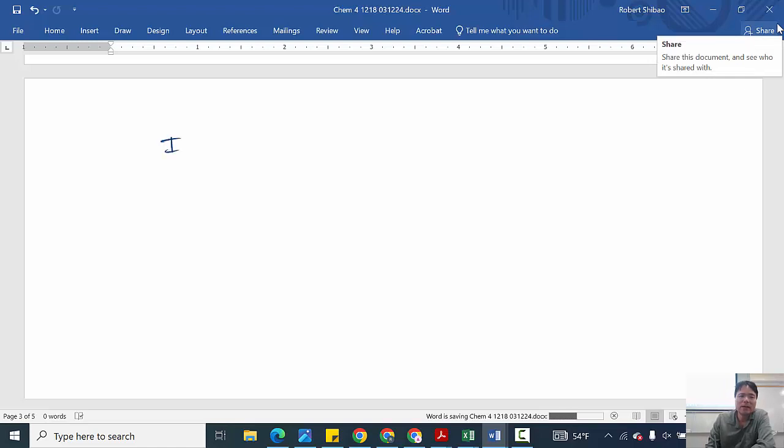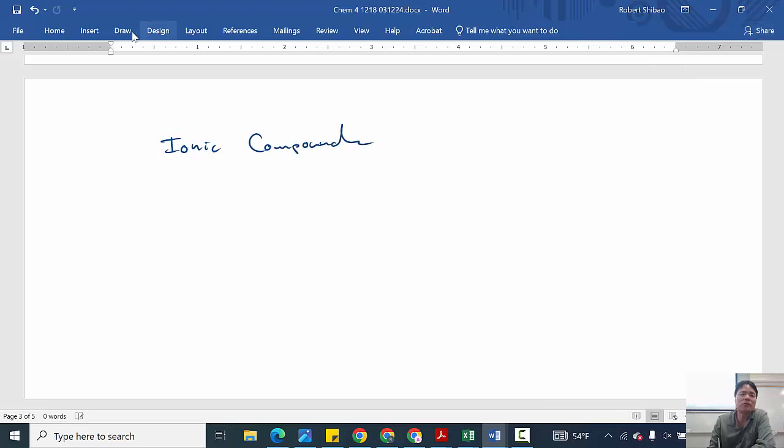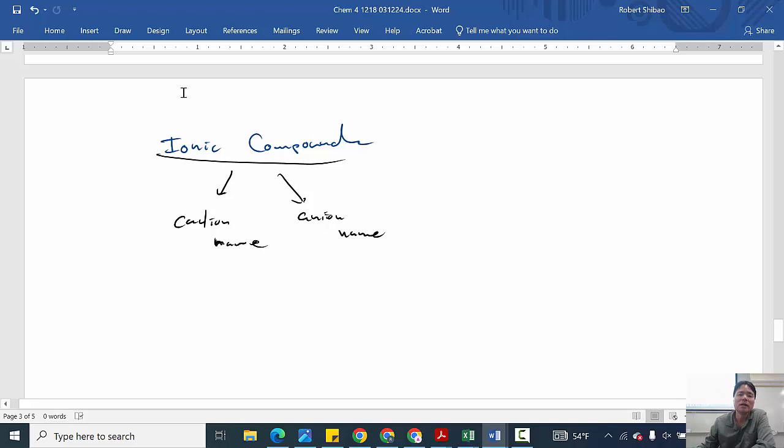All right, that's binary molecular compounds. The next one we're going to look at are ionic compounds. Naming and writing the formulas for ionic compounds is fairly straightforward. For ionic compounds, we write the cation first, so we write the cation name, and then we write the anion name. And so we just put them together. And so all we have to know are the names of the cations and names of the anions.